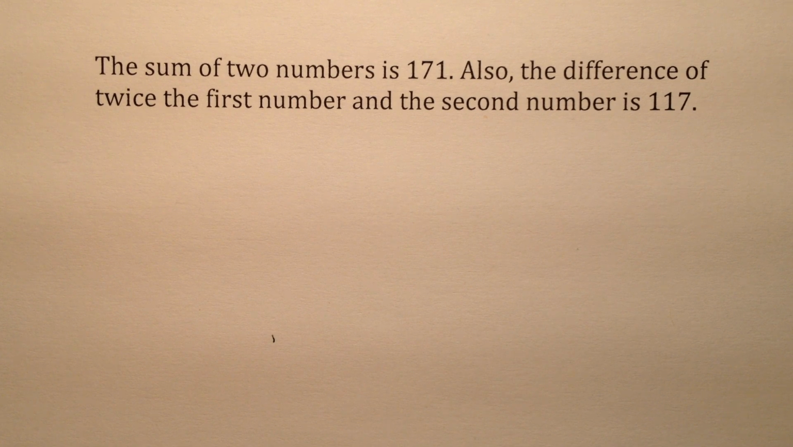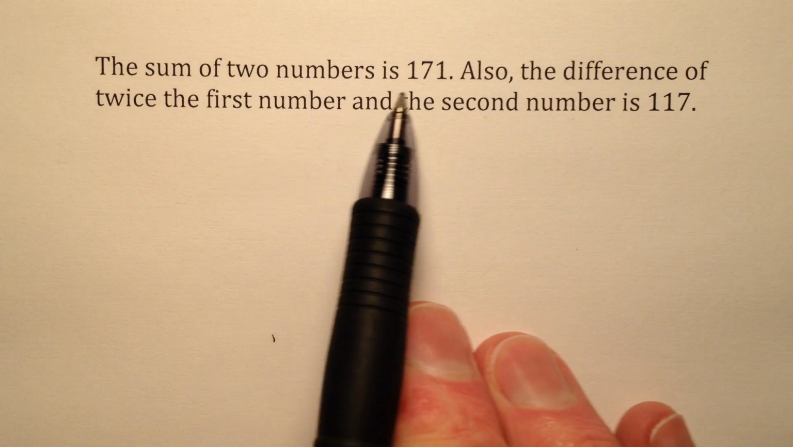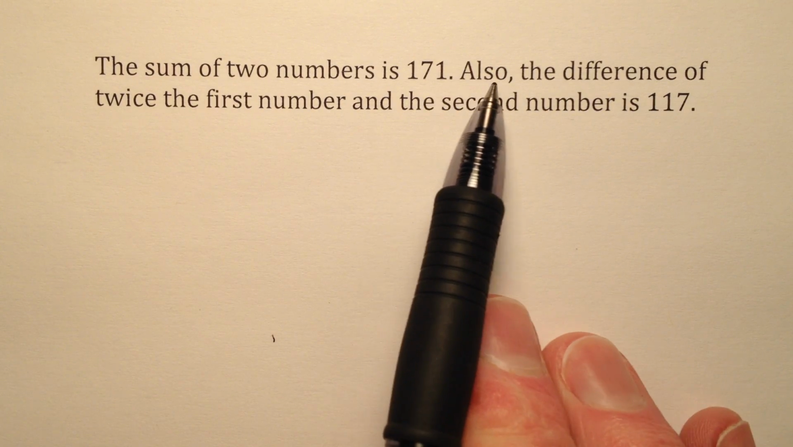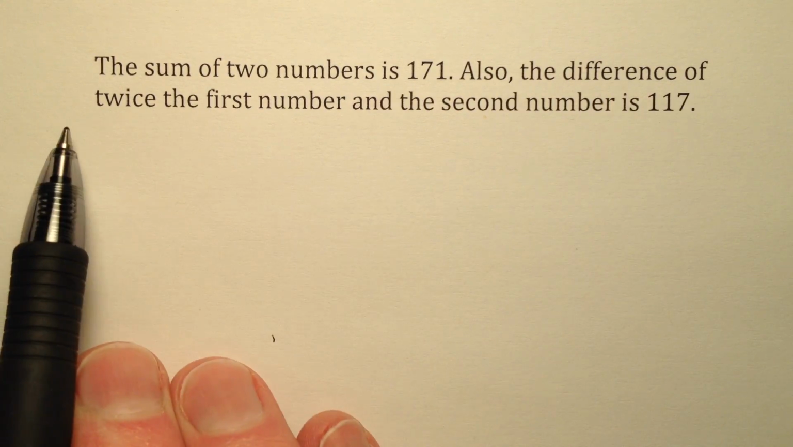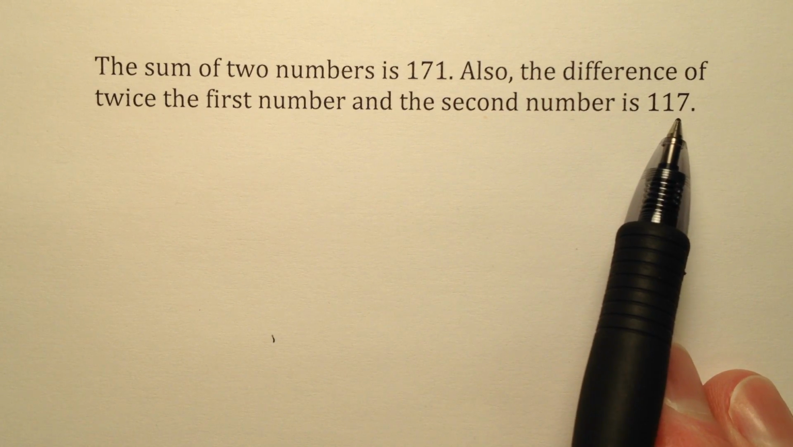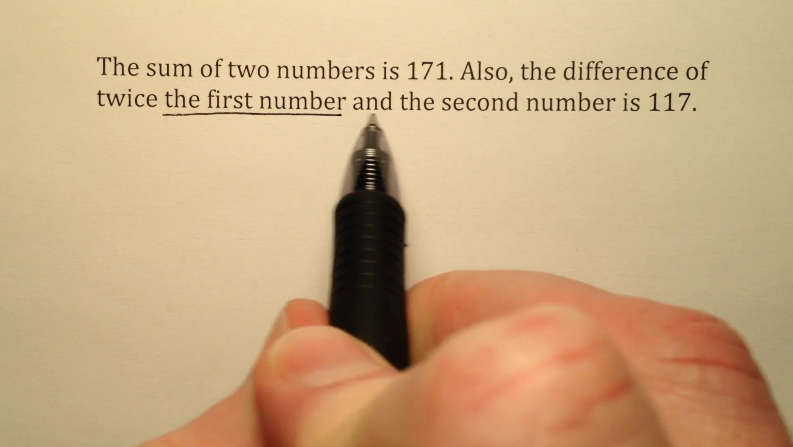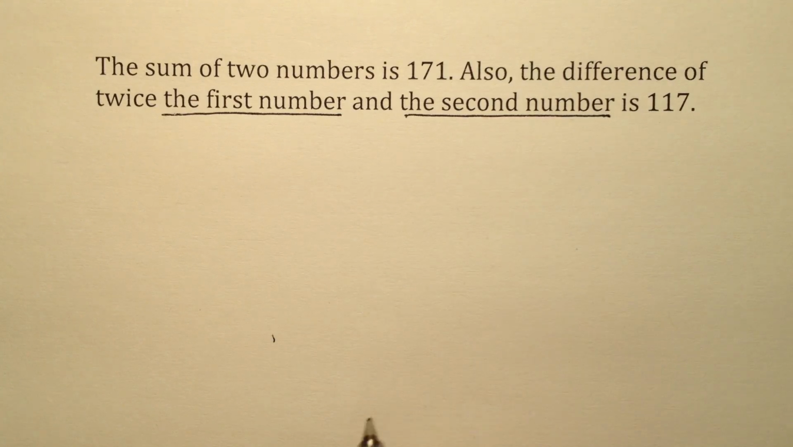In this example, we're going to write and solve a linear system to determine the unknown numbers. So let's go ahead and read the problem we have. The sum of two numbers is 171. Also, the difference of twice the first number and the second number is 117. So it looks like we're looking for a couple of numbers here. Maybe the first number and the second number is what we're calling them.